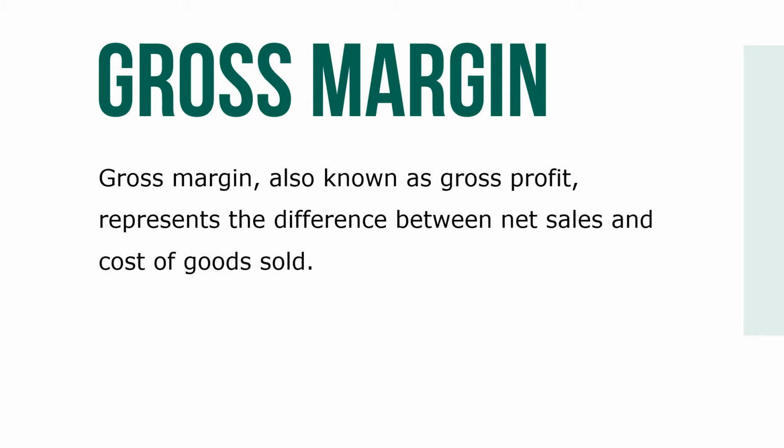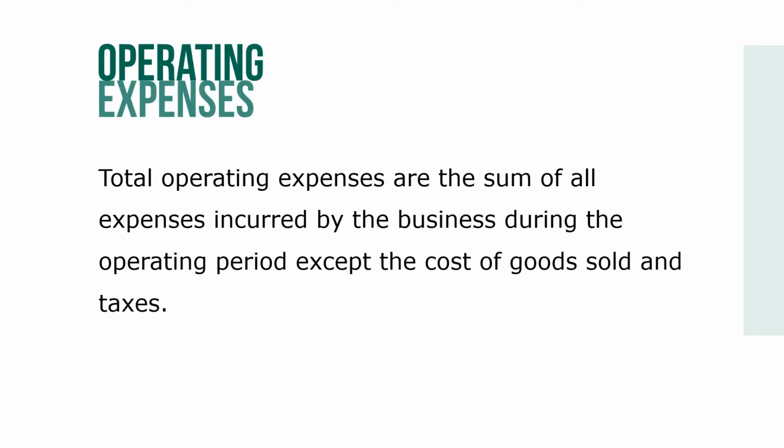Gross margin, also known as gross profit, represents the difference between net sales and the cost of goods sold. Total operating expenses are the sum of all expenses incurred by the business during the operating period except the cost of goods sold and taxes. Operating expenses differ from company to company. Some typical examples are salaries and benefits, sales commissions, rent and utilities, advertising and promotion, insurance, general and administrative expenses, depreciation, and miscellaneous expenses.